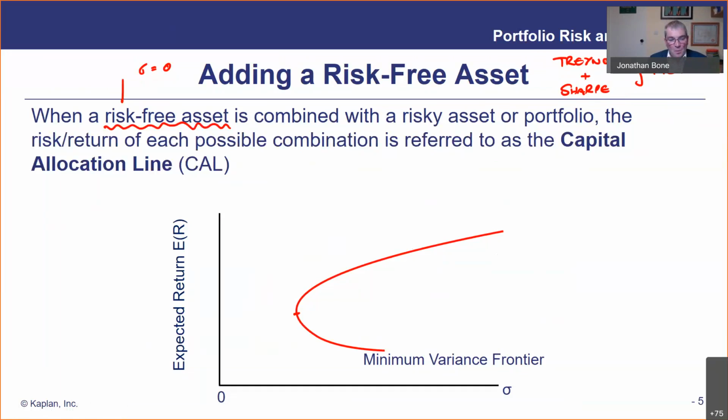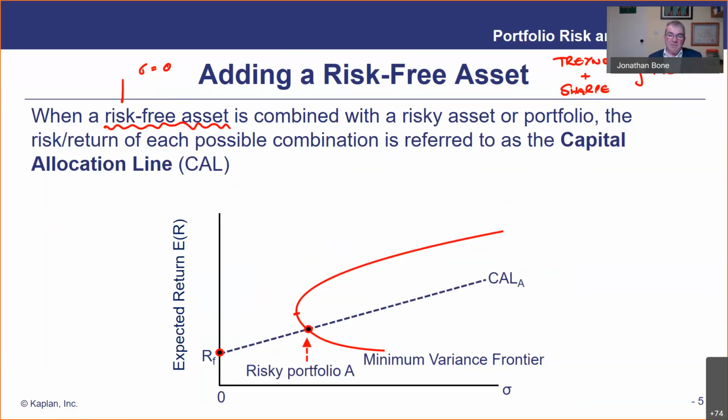Now, what we're going to do is add the risk-free asset in. Something interesting happens at that point. When you add a risk-free asset, there's my risk-free asset. You can see it has a standard deviation of 0. Now, what I'm going to do is give investors a choice between choosing a risky portfolio on the minimum variance frontier or the risk-free asset.